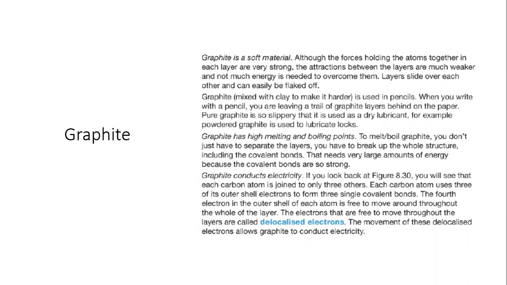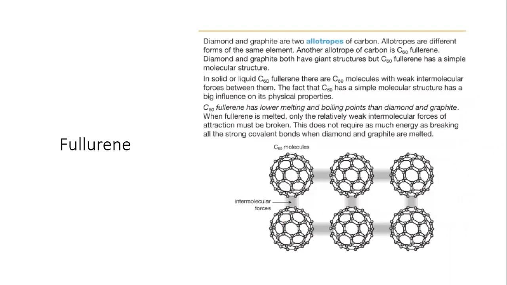Okay. So graphite also has a high melting and boiling point for the same reason as diamond, right? Because when you are trying to break graphite, you're not just trying to separate the layers. Separating the layers will do you no good. You need to break the carbon-carbon bond. You need to break the covalent bond. And that needs a very large amount of energy. And that is why they will have a high melting and boiling point.